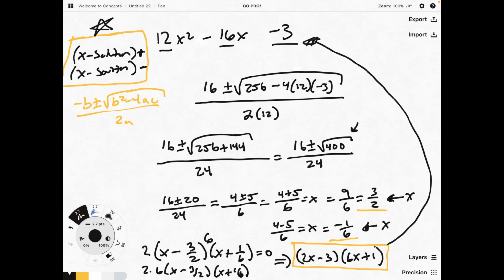If you wanted to check your work, all you'd have to do, as we learned before, is set 2x minus 3 equals 0, and 6x plus 1 equals 0. You're going to get what we have in our answers here, 3 over 2, and negative 1 over 6. Just remember, when working through, always write out your quadratic formula so you know exactly what you need to do as far as plugging in the correct coefficients of a, b, and c.